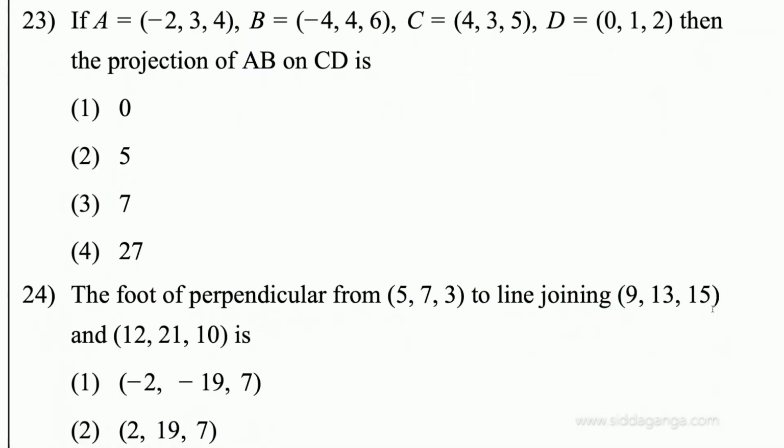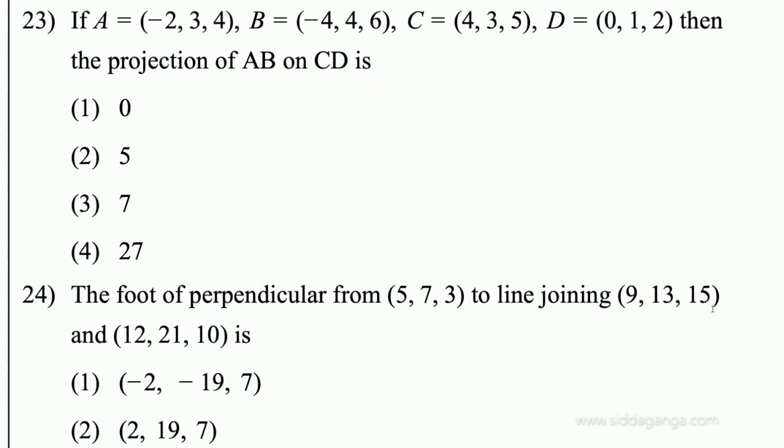Okay, let's move on to question number 23. This 23 is like this. If A is (-2, 3, 4), B is (-4, 4, 6), C is (4, 3, 5), and D is (0, 1, 2), then what is the projection of AB on CD? Yes, the projection of AB on CD.